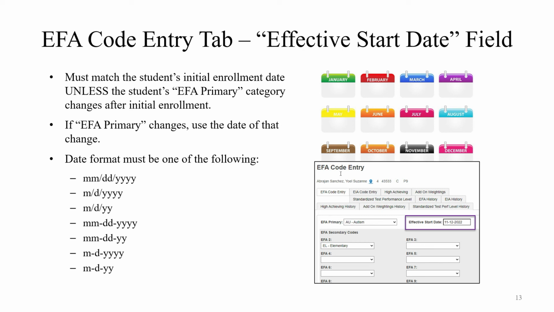For example, if a primary school student begins receiving autism-related services on November 12th after her initial enrollment on August 20th, then November 12th should be entered in the effective start date field when the EFA primary code is changed to AU. The date must be provided in an acceptable month, day, year format.